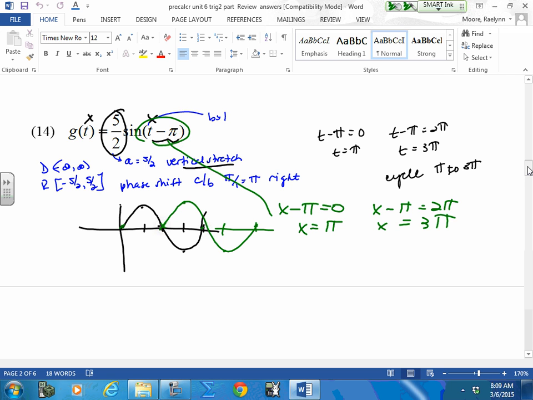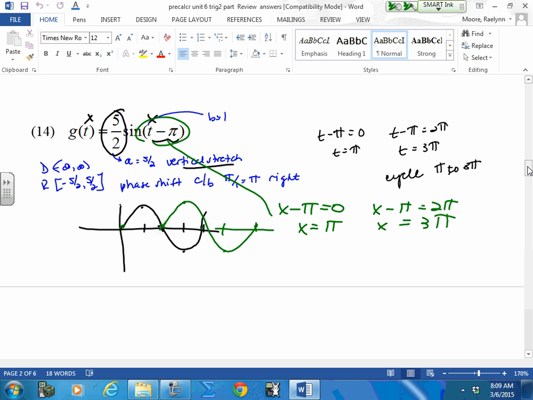3 pi. T minus pi the whole b. T minus pi is not your b. Your b is still 1. B is in front of the t. It's a horizontal shift. That would be like your c in there. They consider this shift your c, the negative pi. And the vertical outside, that one is considered a d.